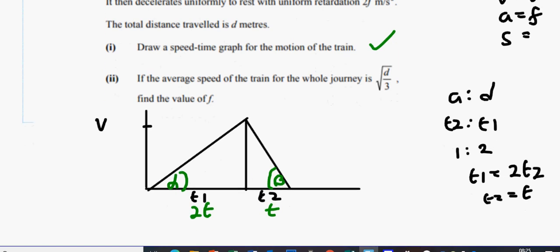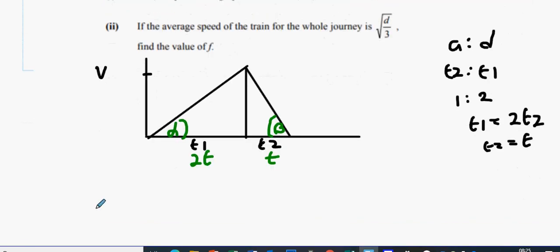Now, average speed of the train for the whole journey is d over root 3. Find the value of f. What's the formula for average speed? Total distance over total time. And in this case, it'd be d over 3t, wouldn't it? Average speed equals d over 3t. Okay?